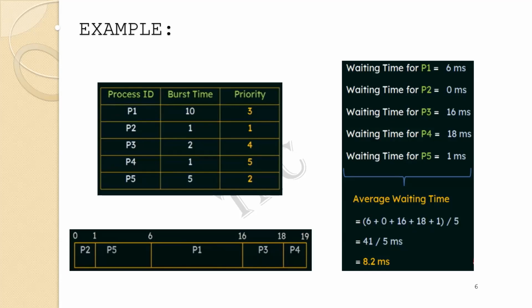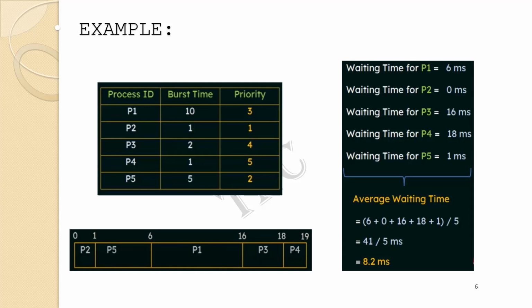Next priority was given to process P1. P1's burst time is 10, so P1 is executed, with the overall time being 16. Then let's calculate the next priority, which is P3. P3 has a burst time of 2, which will be executed with the overall time of 18. And at last we have P4 with a burst time of 1. So overall the Gantt chart was calculated up to 19.